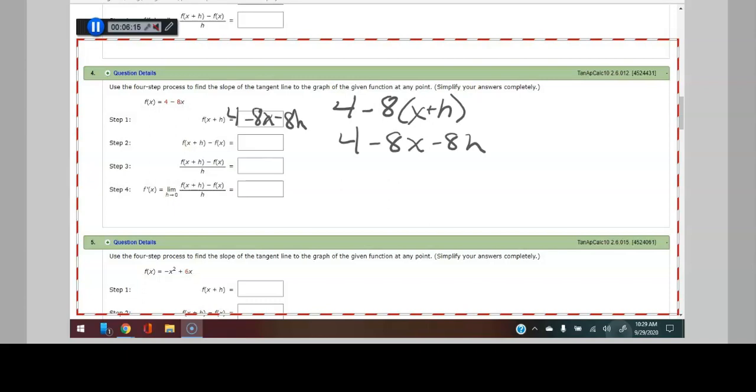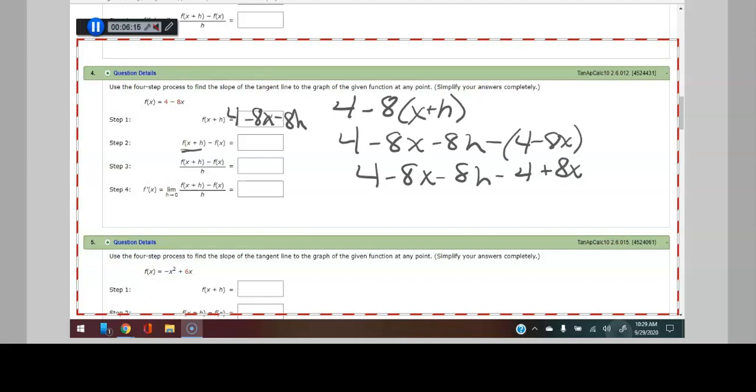The second step says subtract off the original function. So I've done this part. Now I need to subtract off the original function. So I'm going to subtract 4 minus 8x. Well, what do I know how to do? I can distribute that negative. So now I've got 4 minus 8x minus 8h minus 4 plus 8x.